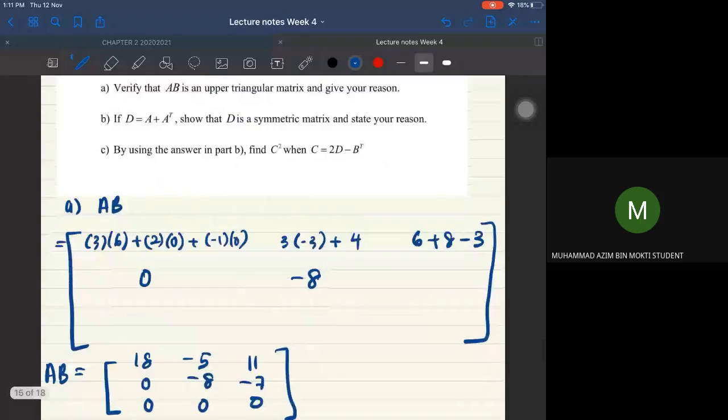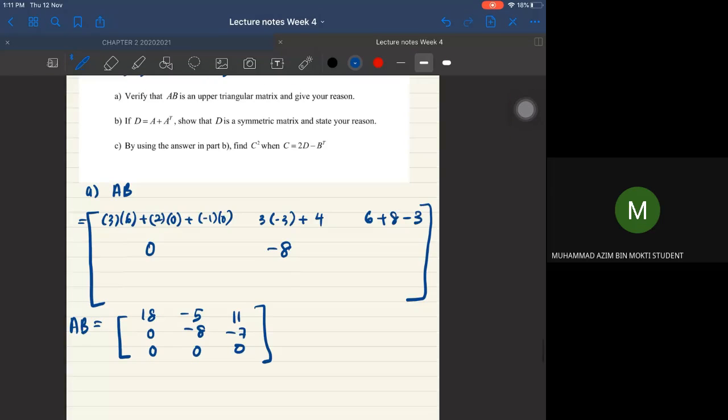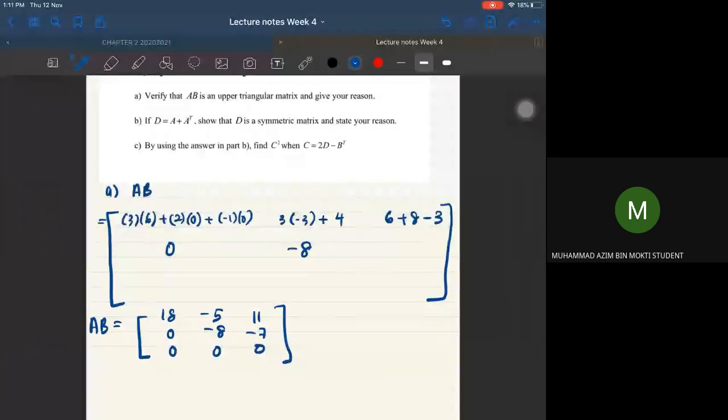Okay, sampai dapat nilai ni. Okay, now dia minta you verify yang this is an upper triangular. Betul tak ni upper triangular? Yes, this is upper triangular. Kenapa dia upper triangular? Sebab bawah ni semua kosong. Okay, so this is upper triangular. Pandai.